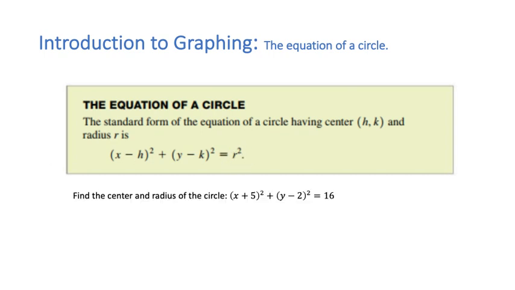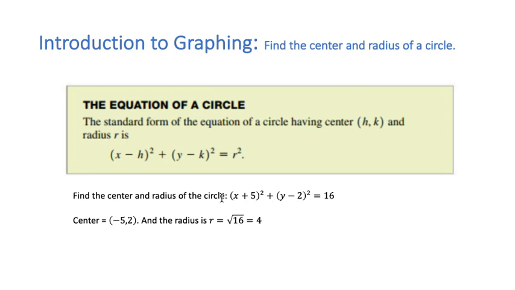So let's look at an example. If I have an equation of a circle like (x plus 5) squared plus (y minus 2) squared equals 16, the center of the circle is going to be (-5, 2). And the radius is going to be 4.